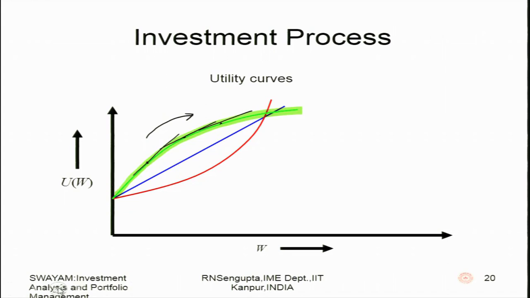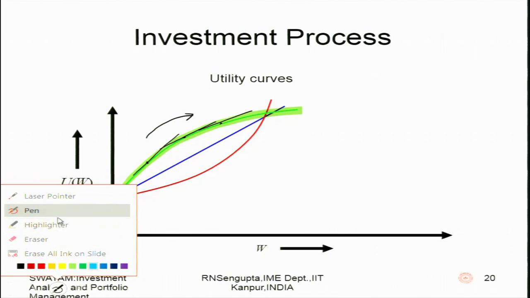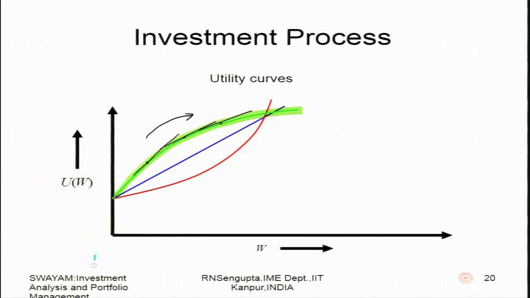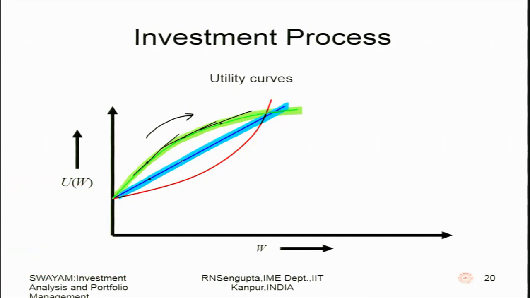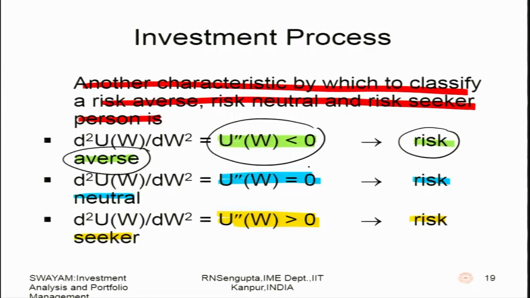If I come to the middle one, the blue one, the straight line. If I draw the graph, at any point the line remains fixed, so there is no fall, no increase, it is straight. So, the second derivative is basically 0. So, this is the second bullet point, which is the risk neutral property.